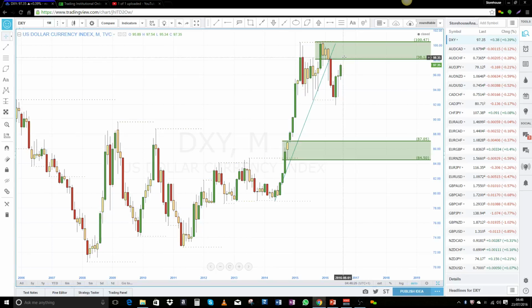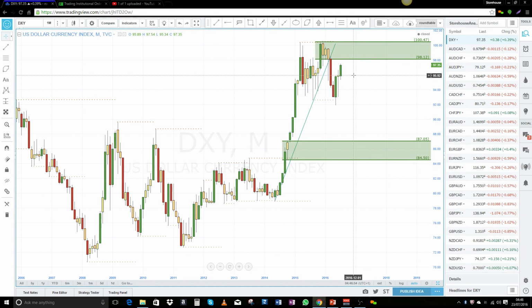Price is now rallying back into monthly supply, so we're expecting that the dollar in the next maybe couple of months is likely to start tipping down if this supply zone holds. I'm not saying it's going to hold. What I'm saying is, if it holds, expect the Aussie, the pound, the euro, all those major pairs to start rallying up as the dollar falls.